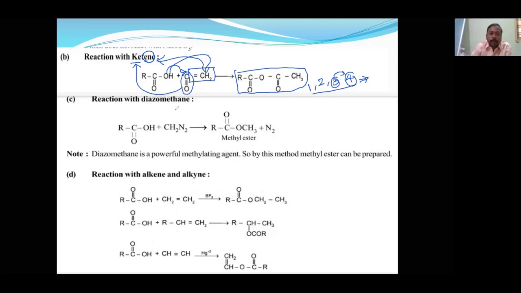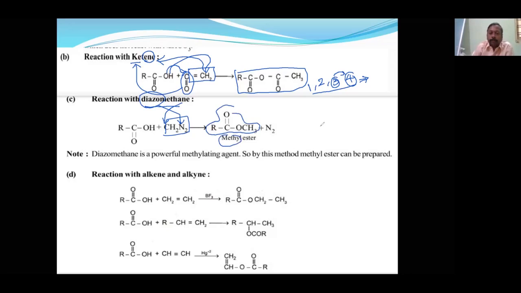Okay. Next, diazomethane. See, di means two, azo means nitrogen. Methane means one carbon. So this is diazomethane. This also we have studied in the properties of aldehyde and ketone. There it was some other product, but here an ester will be formed, but the limitation is that it is a methyl ester. What is methyl ester and what is normal ester?